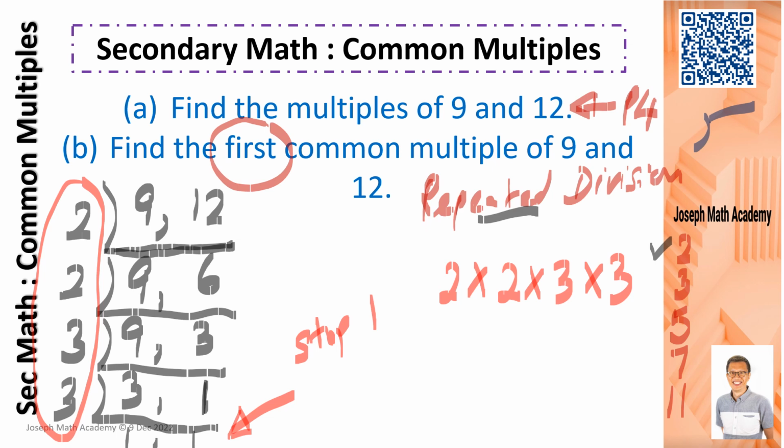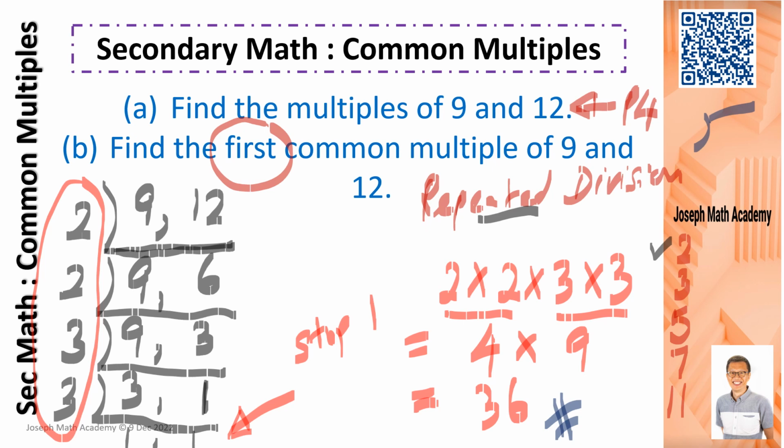So what happened is, 2 times 2, if you remember what we did previously, let's go back to P5, order of operation. 2 times 2 is 4, 3 times 3 is 9, right? So 4 times 9 is 36. And if you remember our previous slide, the primary 4 method of doing common multiples, the first common multiple of 9 and 12 is indeed 36. So we have obtained the answer.